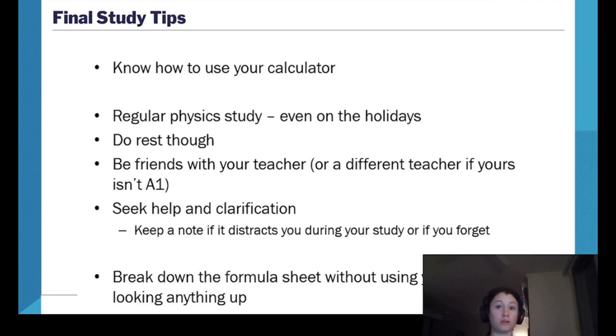Because you'll get a lot of questions with graphs where you need to figure out graphs, where you need to find intercepts, where you need to find gradients, all that kind of stuff.